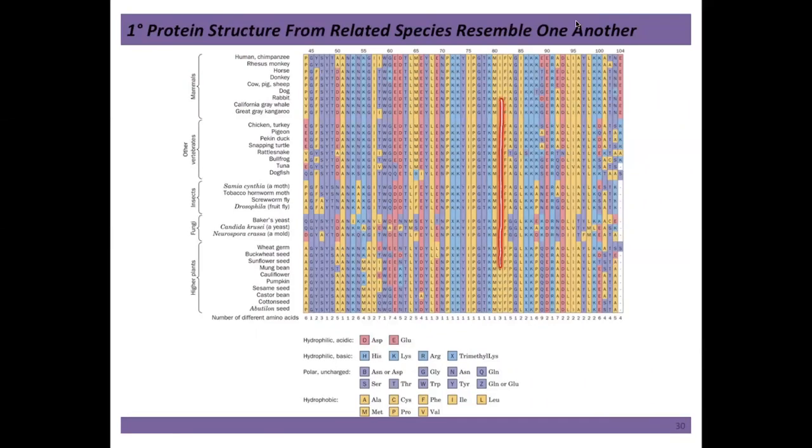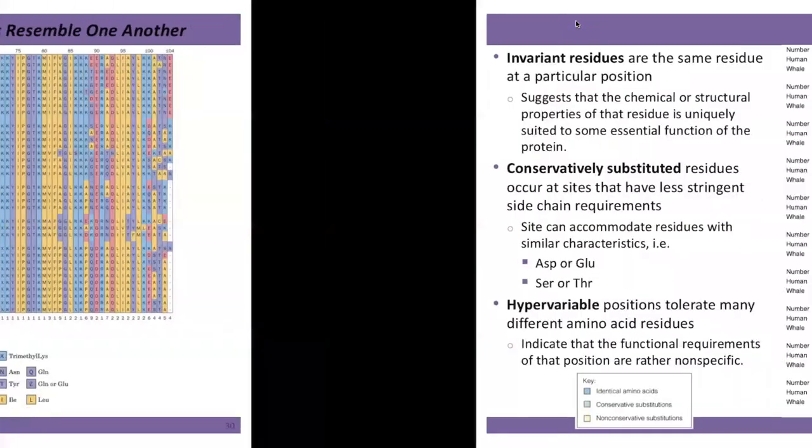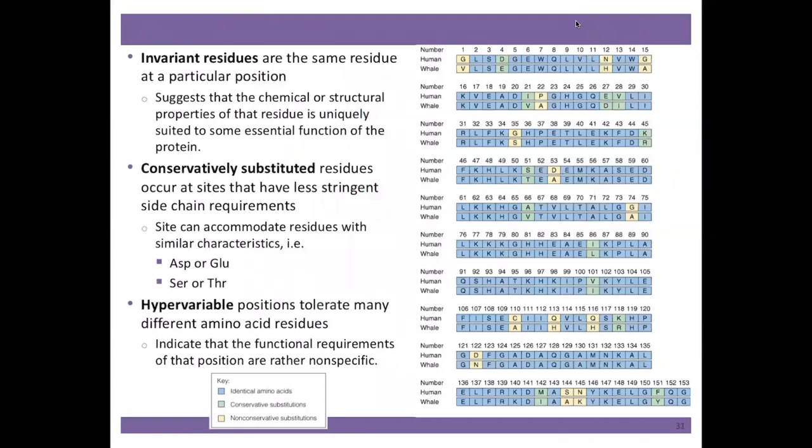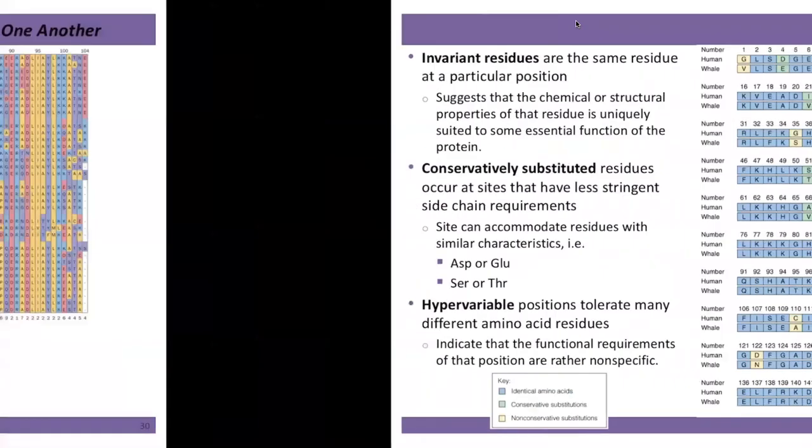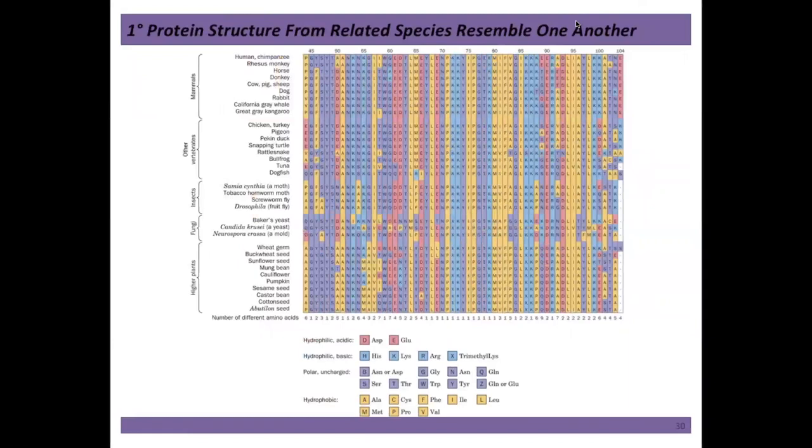So it's been substituted, but it's been substituted conservatively, meaning that you get kind of the same type of amino acid, a hydrophobic one. And then finally, the other type of site or substitution that we get is hypervariable, where it really doesn't matter what type of amino acid is there. It doesn't seem to really affect that. And so you can look along here and start to see kind of hypervariable. That's where you're going to see a bunch of these different types of colors in there.